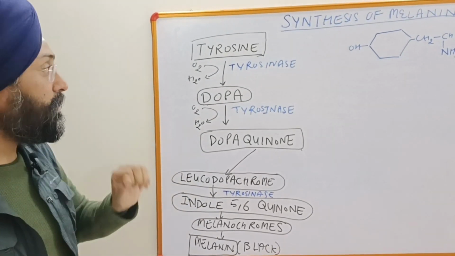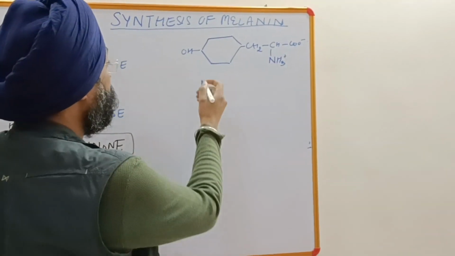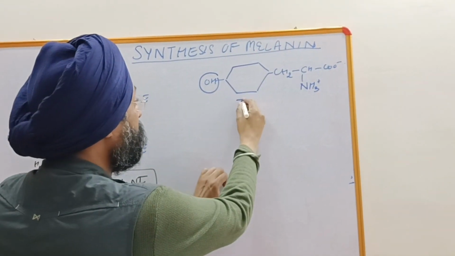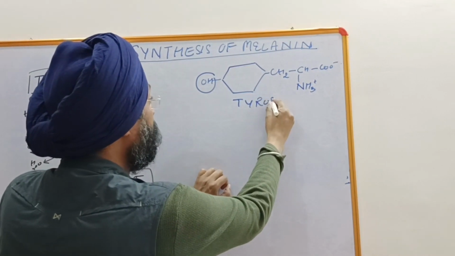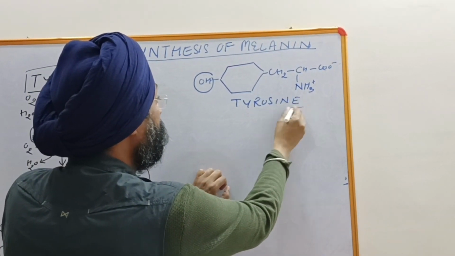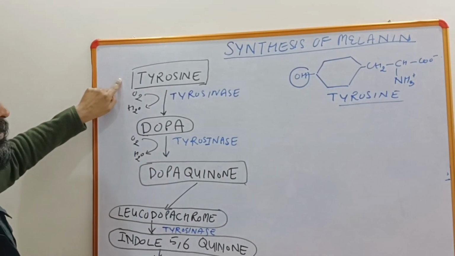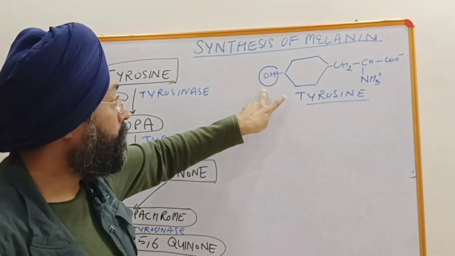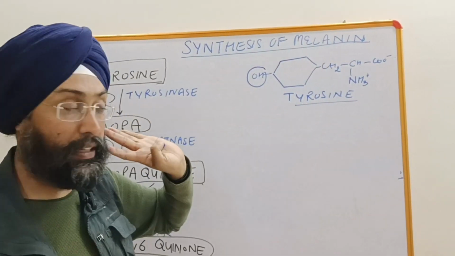Now we start with structures. So this is parahydroxyphenylalanine. So this is tyrosine. This is our first product, that is tyrosine. Tyrosine is parahydroxyphenylalanine. This is tyrosine, right?